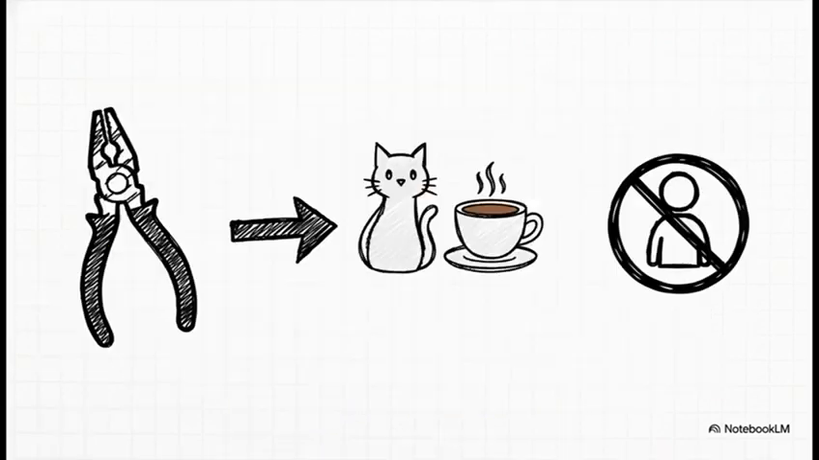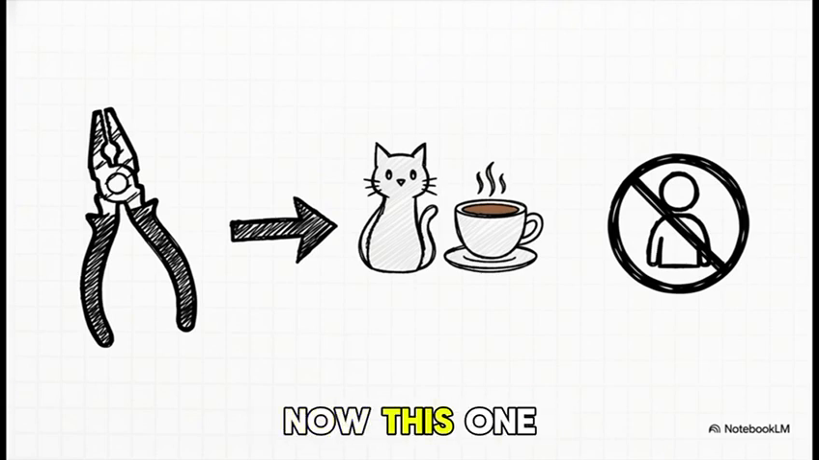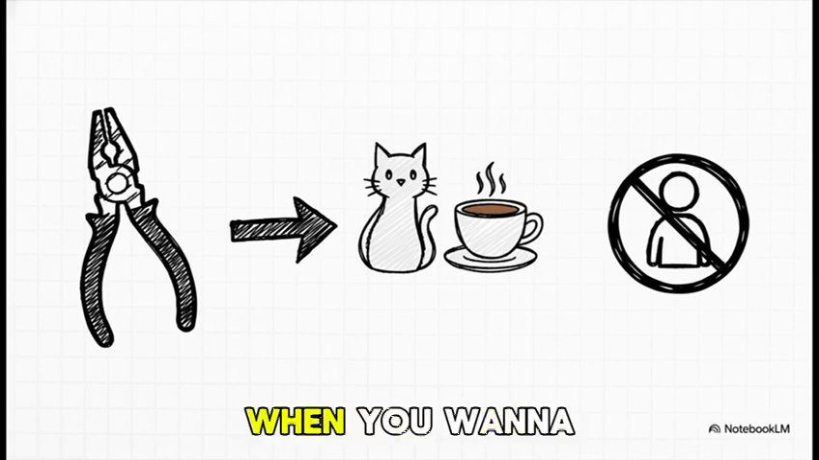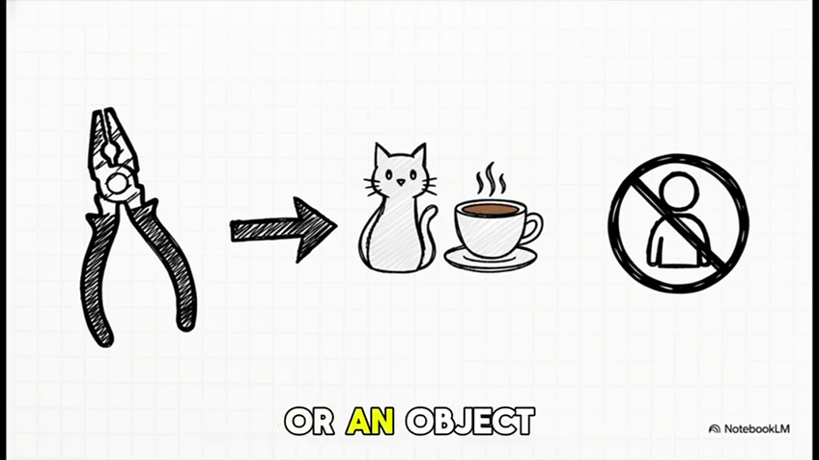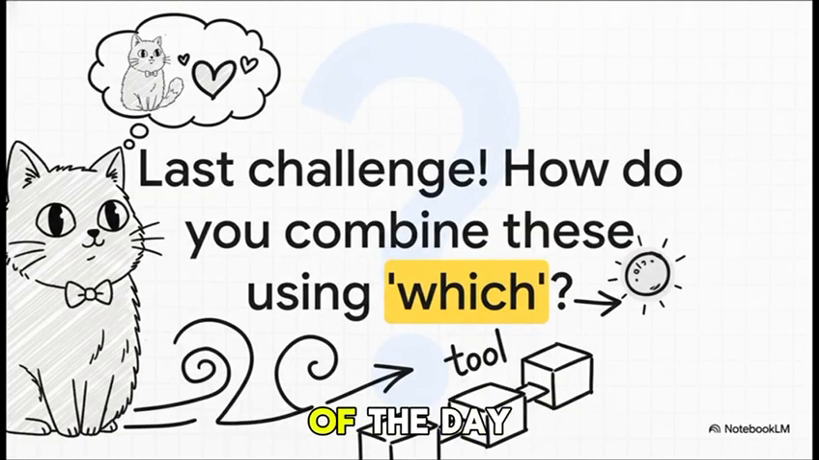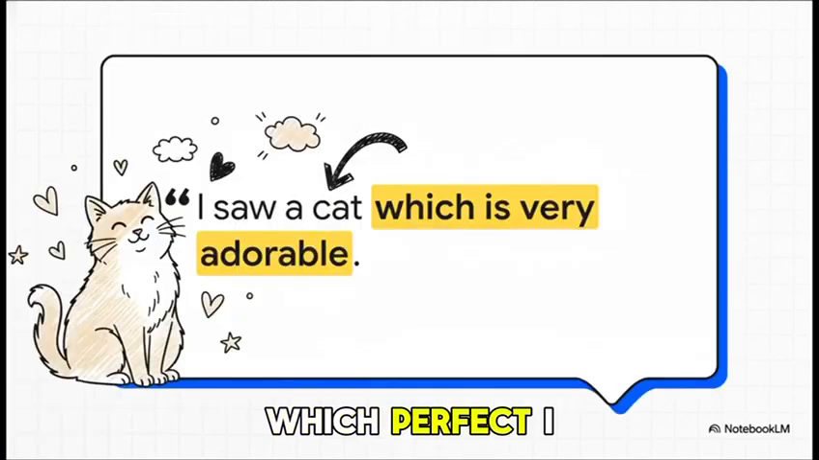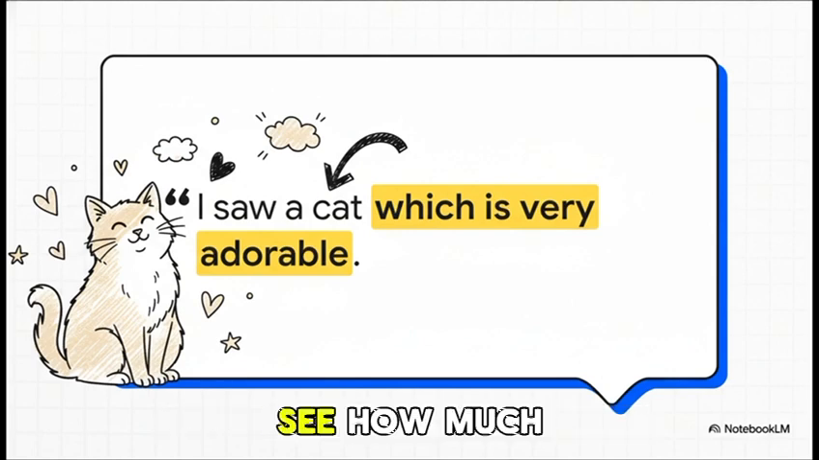Easy peasy. And our final tool for today is which. Now, this one is a lot like who, but it's just for things. This is the special tool you grab when you want to give more information about an animal or an object. Just remember, never a person. Okay, last challenge of the day. You've totally got this. The sentences are, I saw a cat, and the cat is very adorable. How do you put them together using our final tool, which? Perfect. I saw a cat, which is very adorable. The word which just flawlessly connects that idea of being adorable directly to the cat. See how much more descriptive and natural that sounds compared to two little sentences?